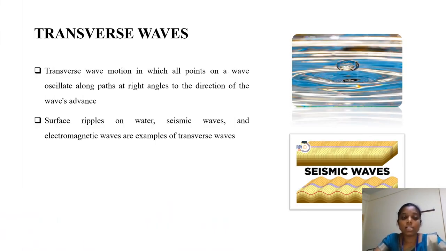Transverse waves. In transverse waves, when an oscillator vibrates in the y-axis, then the wave motion will be in the x-axis. That is, oscillation is perpendicular to wave motion. It is the wave motion in which all points on the wave oscillate along paths at right angles to the direction of the wave. Examples of transverse waves are surface ripples on water, seismic waves, and electromagnetic waves.